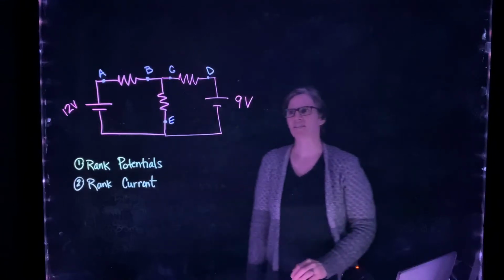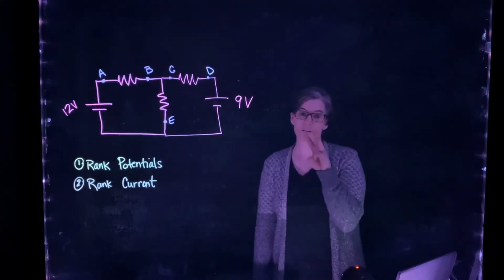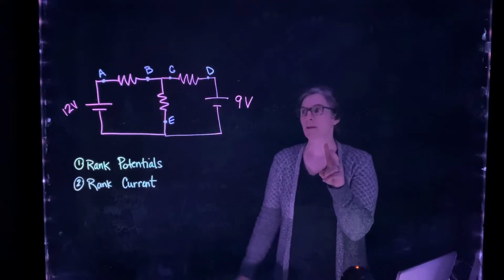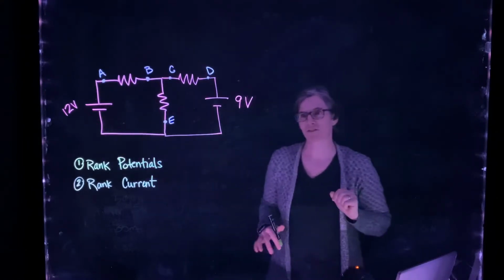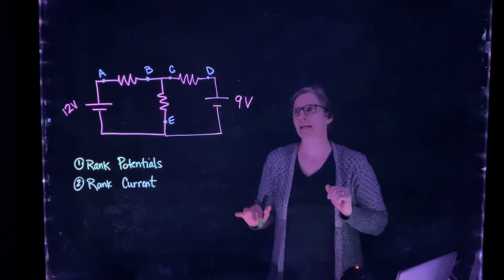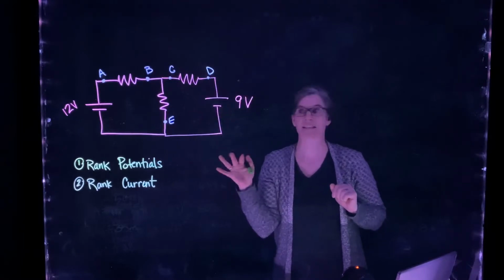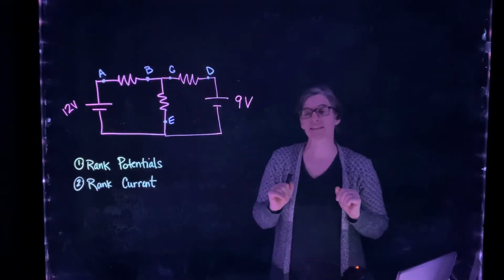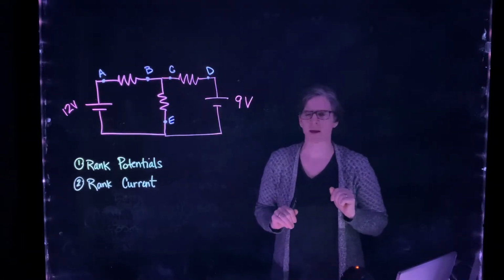All right, so we have a circuit here with 3 resistors and 2 batteries. The batteries have different potentials, so different voltages for those 2 batteries, but the resistors are all the same. They're not given a value in this example, they're just all the same value, okay?